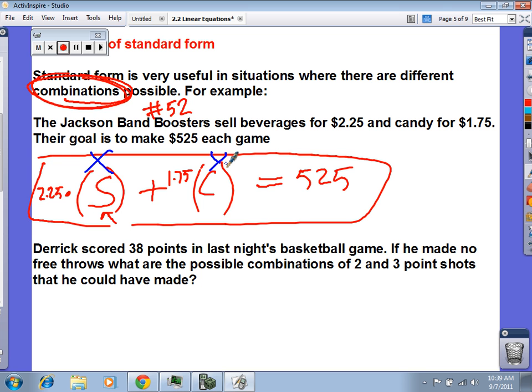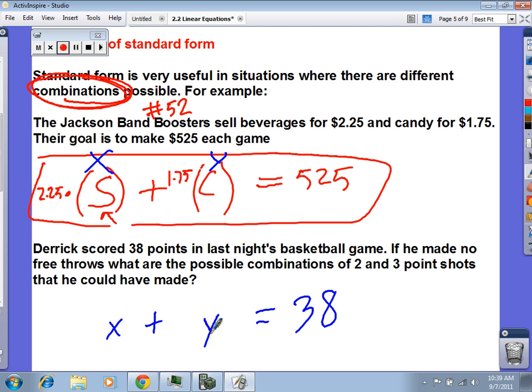Let's look at another one. Basketball. Derek scored 38 points last night. If he made no free throws, what are the possible combinations of 2 and 3-pointers that he could have made? So you're going to write an equation. You're going to set it equal to what? That's the total. He scored 38 points. How did he get that? All of his 2-pointers and all of his 3-pointers.